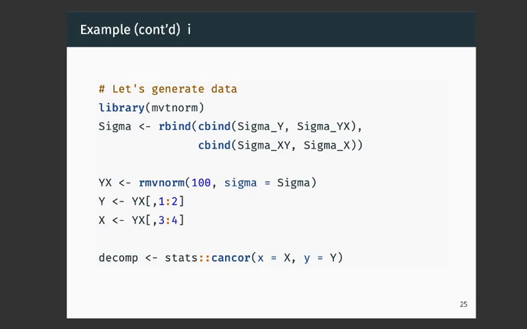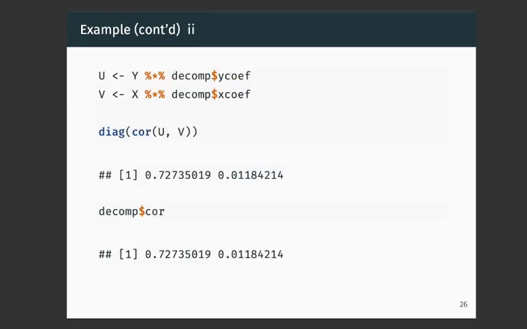In base R, there's a function for computing canonical correlations. It's called cancor from the stats package. We simply have to pass x and y, so both matrices. If we store this into an object called dcomp, we can get the y coefficients using dcomp$ycoef. Then similarly for x, we can get the coefficients using dcomp$xcoef. This allows us to define both u and v.